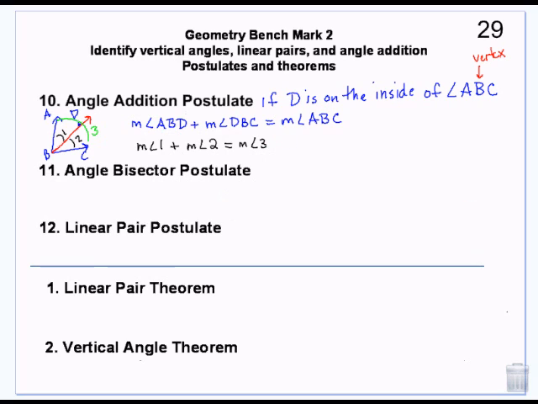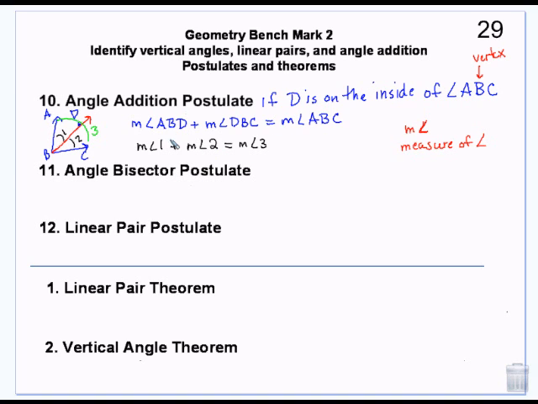Now this little m in front says the measure of the angle. If you don't put the m in front, I can't say angle ABD equals 50. I have to say the measure of angle, put the little m in front. Because if I just say angle ABD, I'm just naming it. If I put the m in front of it, I'm talking about how big it is.